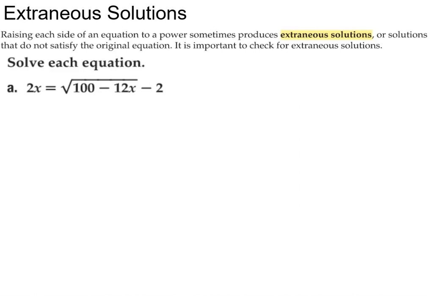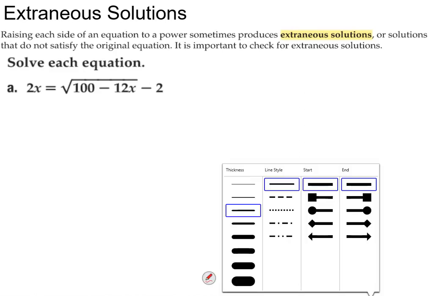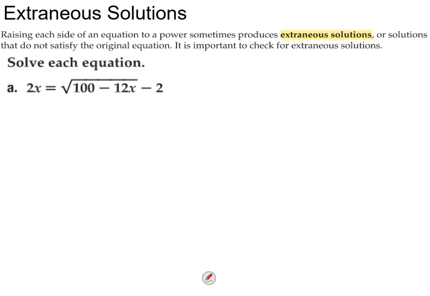We're going to be using a lot of different algebra techniques that you've learned over the years. The first one: we have to get x alone, but the x is on two sides of the equation, and it's also trapped underneath that radical. So the first thing I'm going to do is add 2 on both sides. We get 2x plus 2 equals the square root of 100 minus 12x.